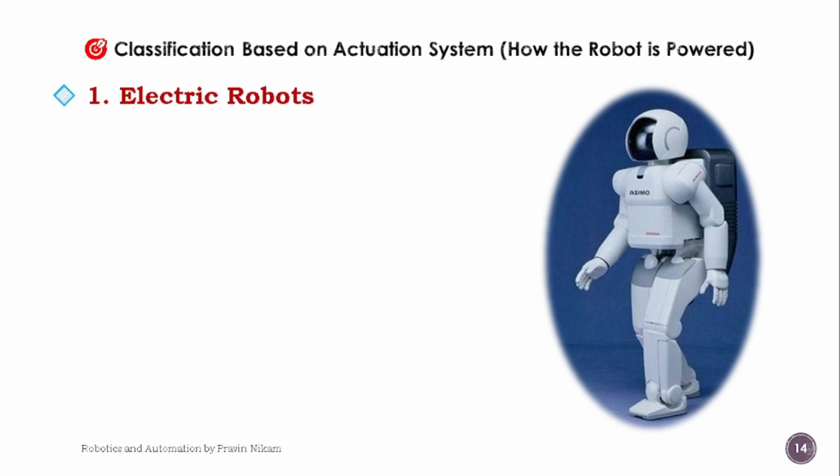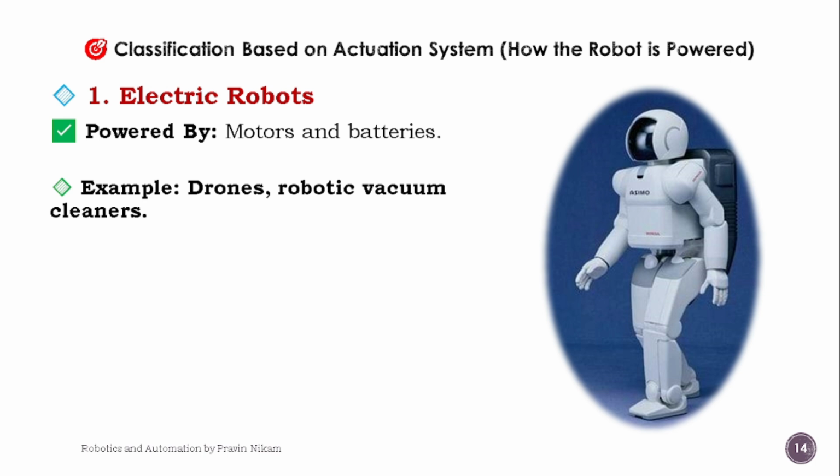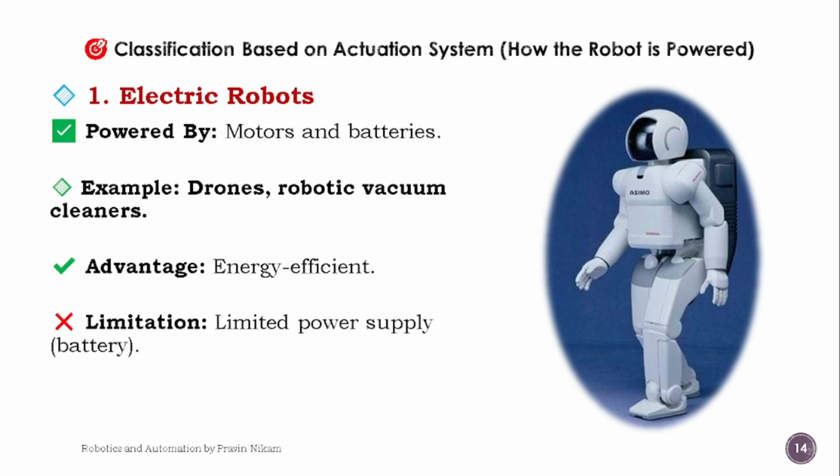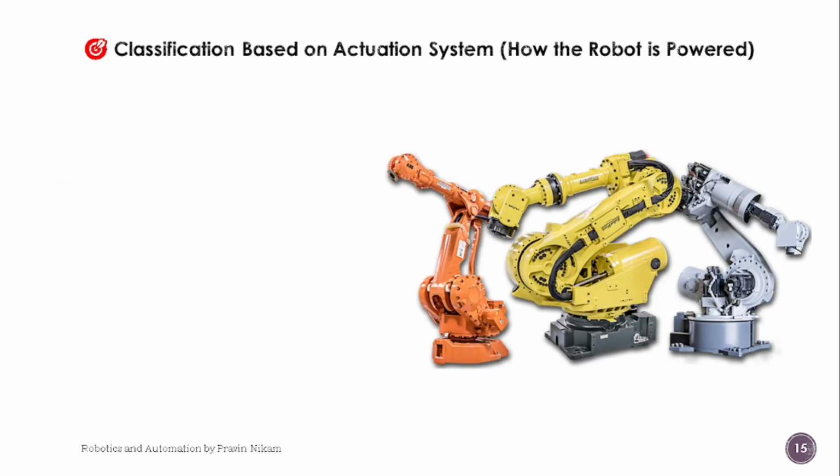The next category is classification based on actuation system, that is how the robot is powered. First type is electric robots. It is powered by motors and batteries. Example is drones and robotic vacuum cleaners. Advantage is energy efficient, but there is a limited power supply or battery.